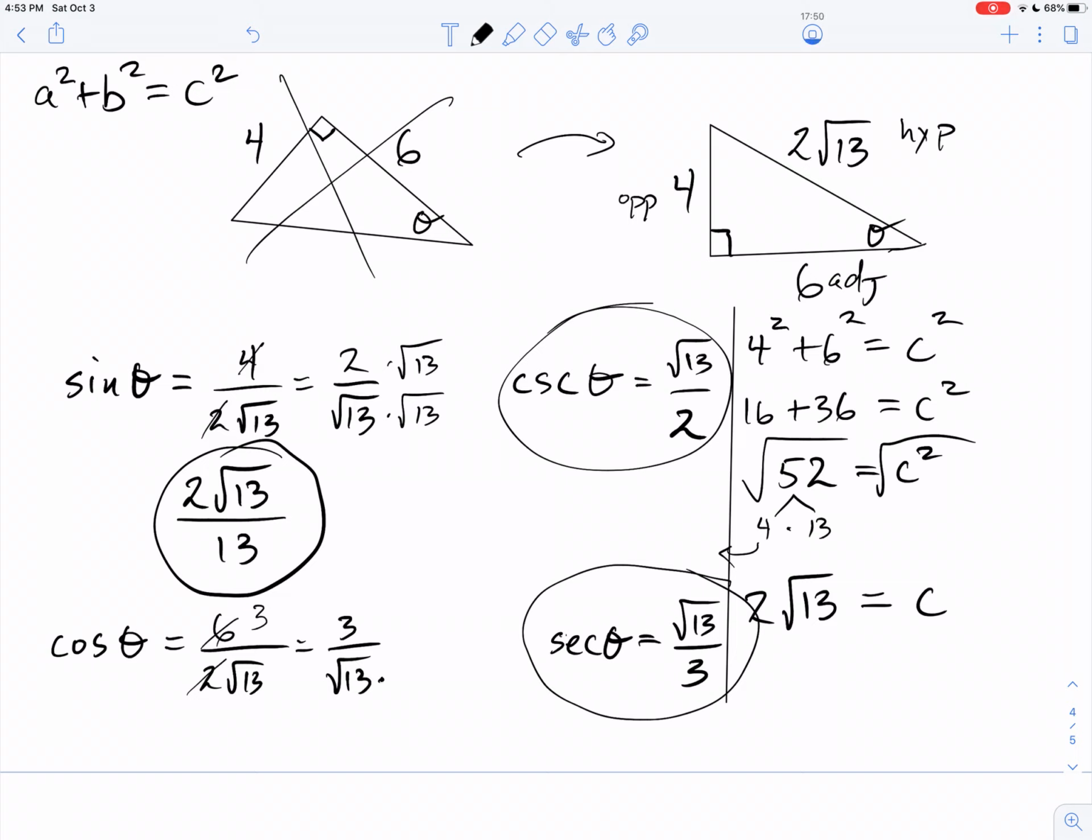But I'm going to finish this. I'm going to go back and say, can't leave the rad in the bottom. I'm going to do this. I'm going to end up with 3 rad 13 over 13. Now that's the answer for cosine.